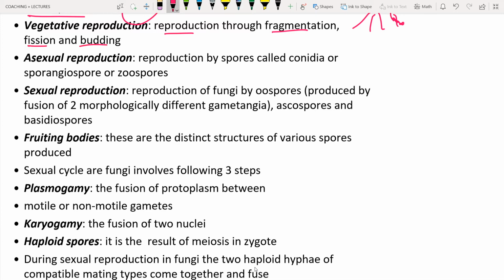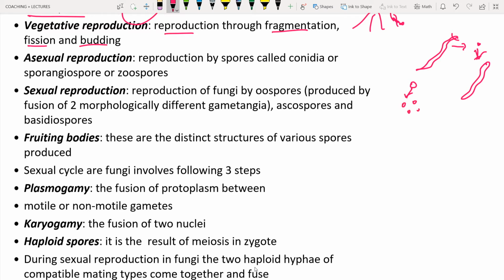So fragmentation means, let us consider this is the organism. Okay, so a small tip will be broken off. If that small tip is broken off and it is capable of growing into a new organism, that is known as fragmentation. Okay, the small tip is able to grow into a new individual. Okay, next is fission. So what is meant by fission? It's a division. Okay, so this organism may divide into 2, 3 or 4 and so on. So fission means division.